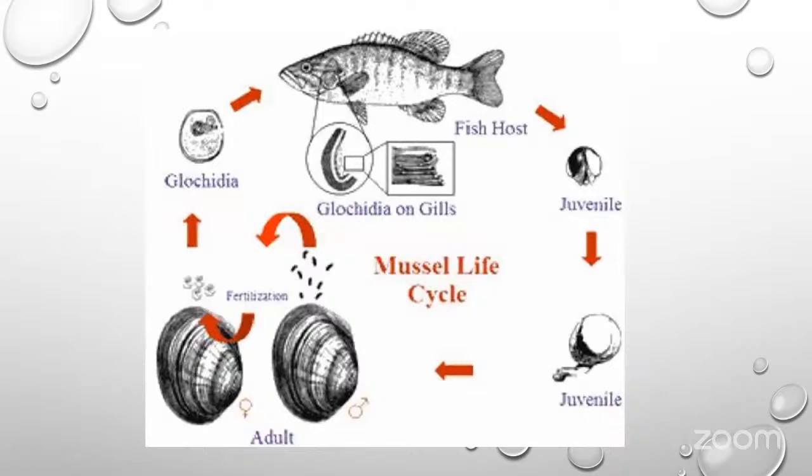Please look at the picture of this flowchart which shows the life cycle of a mussel. So this is the juvenile and it gets converted into the adult and it gives out the glochidia larva, which in turn grows into an adult one. So this glochidia gets attached to the gills of the fish. This acts like a host now, the fish host.